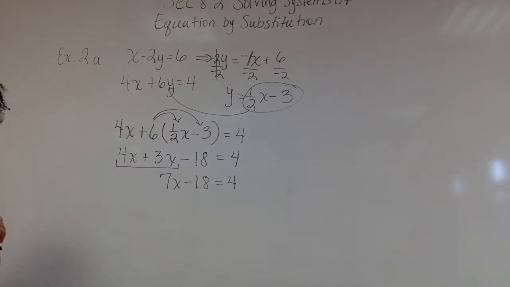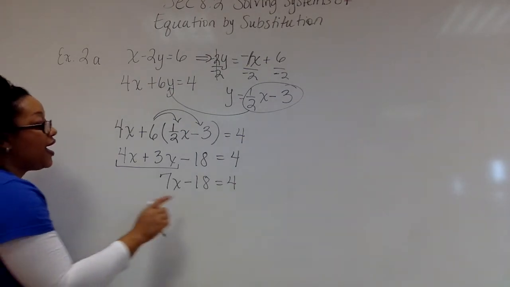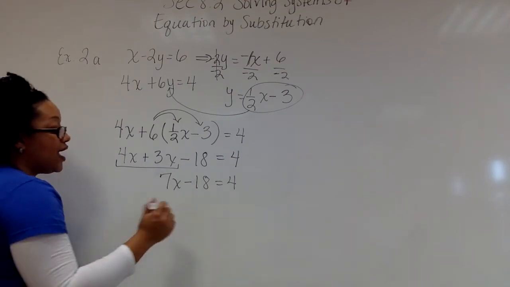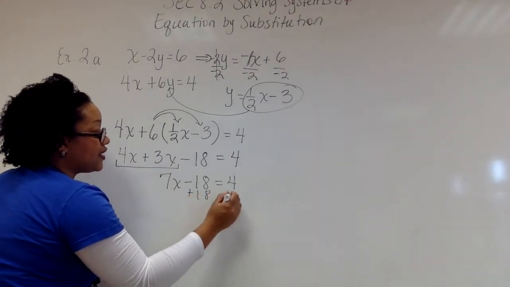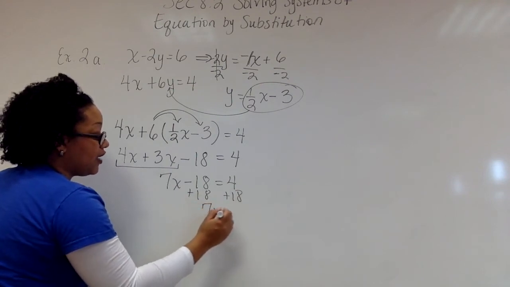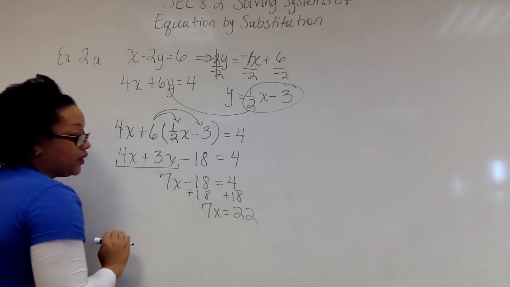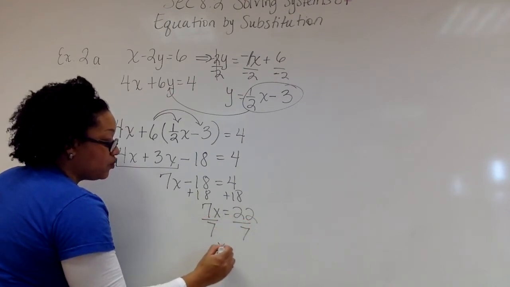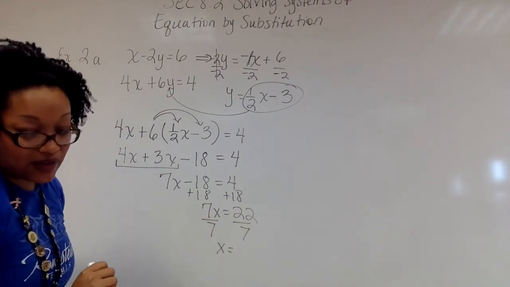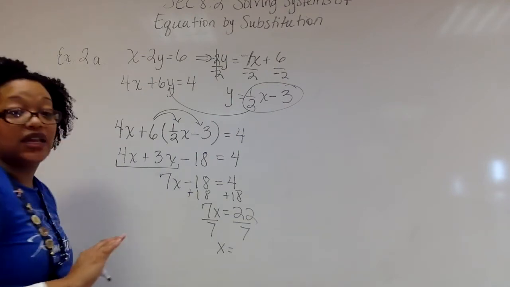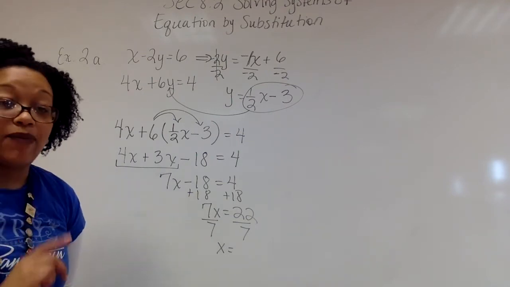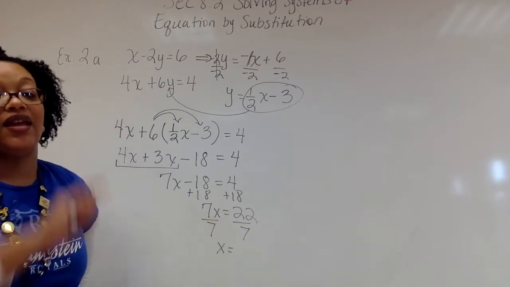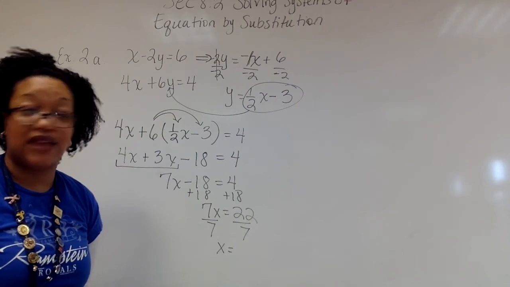Okay, so far so good. I'm going to add 18 to both sides. And when I add 18 to both sides, that gives me 7x equals 22. Now, you're going to divide both sides by 7. And I'm sure you realize now that when you divide both sides by 7, you're going to get a funky number. That's okay. Grab your calculator, and we can make 22 divided by 7 a decimal. All right? So you can make it a decimal.